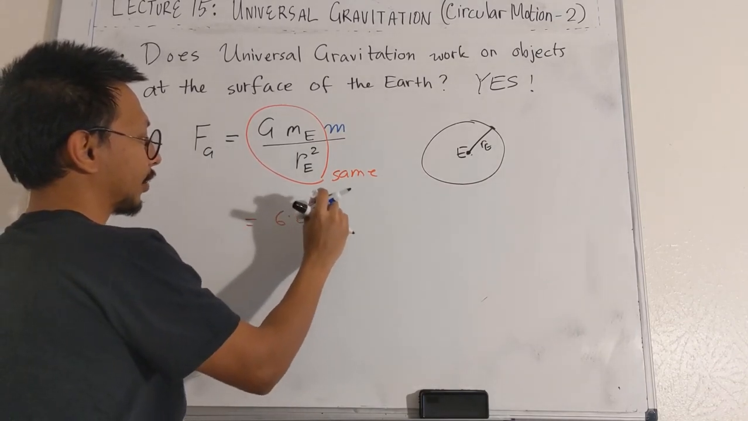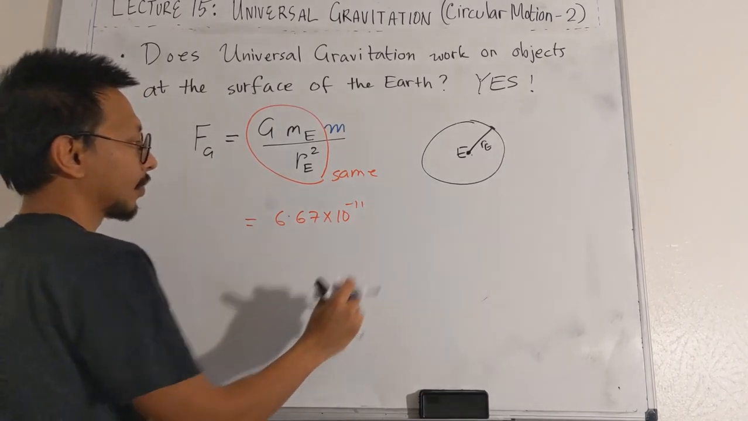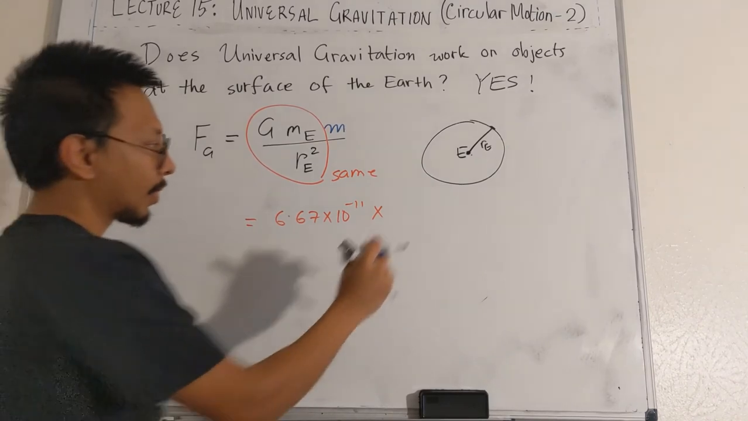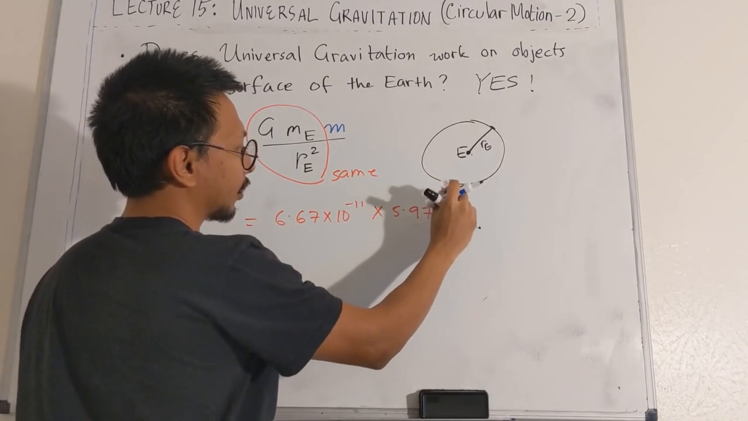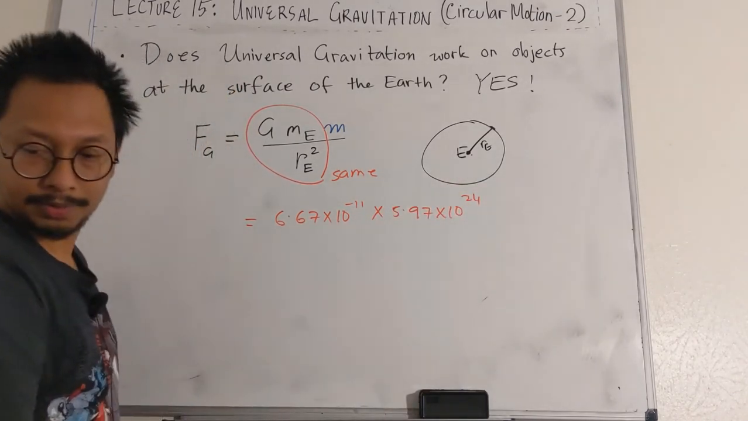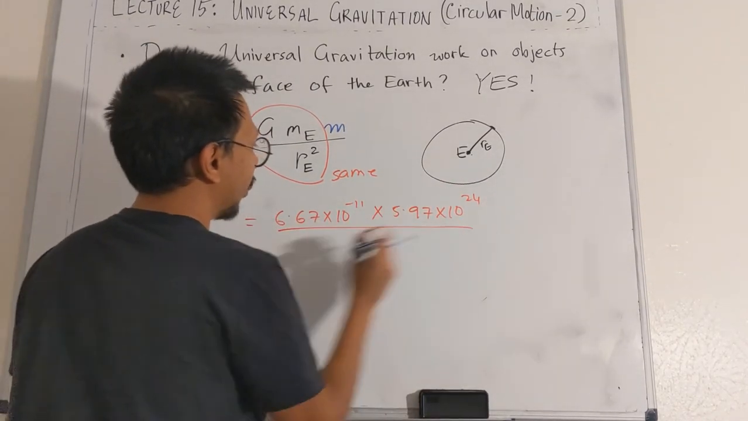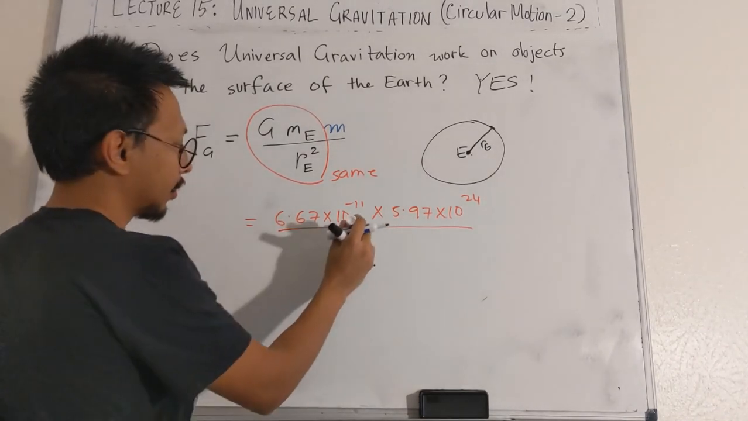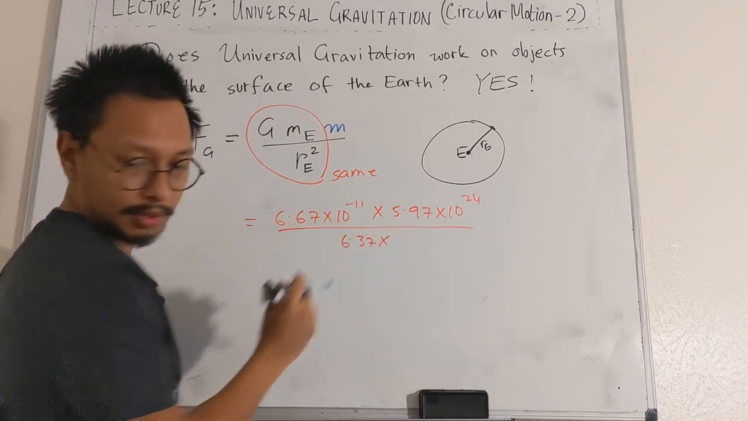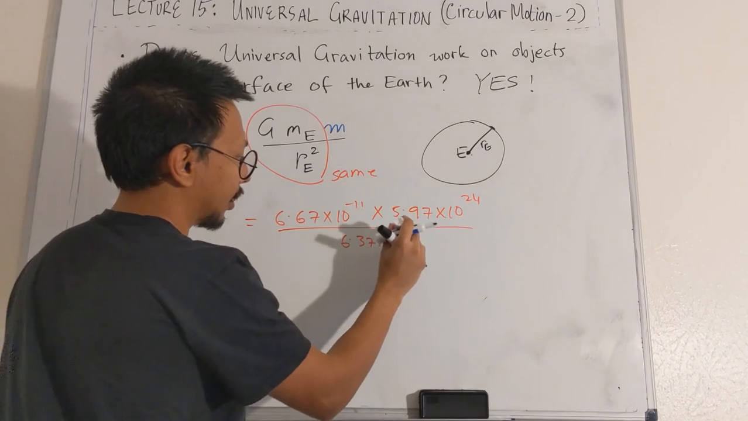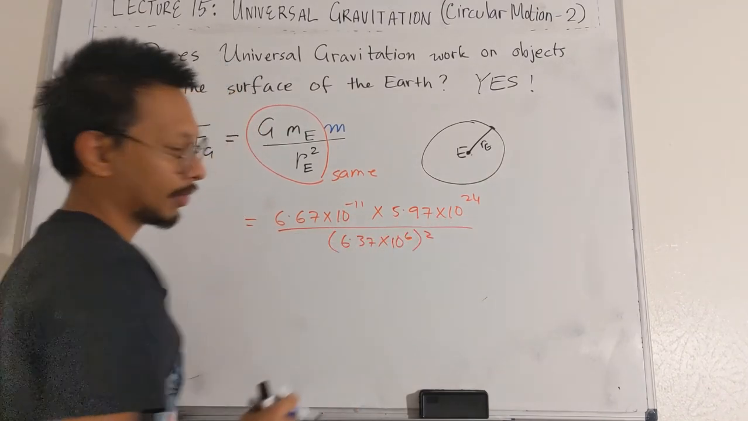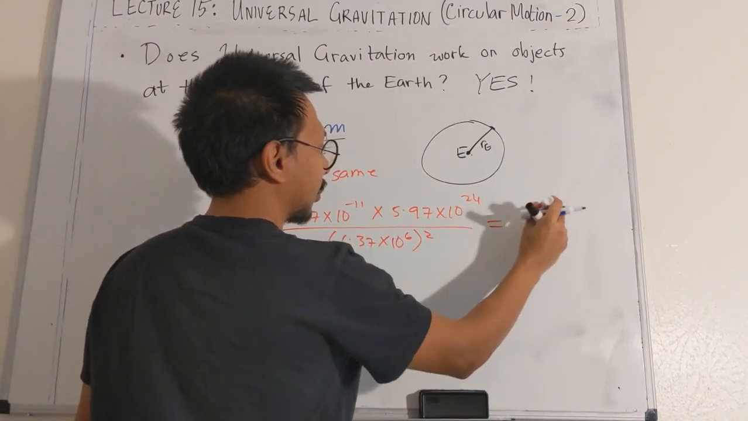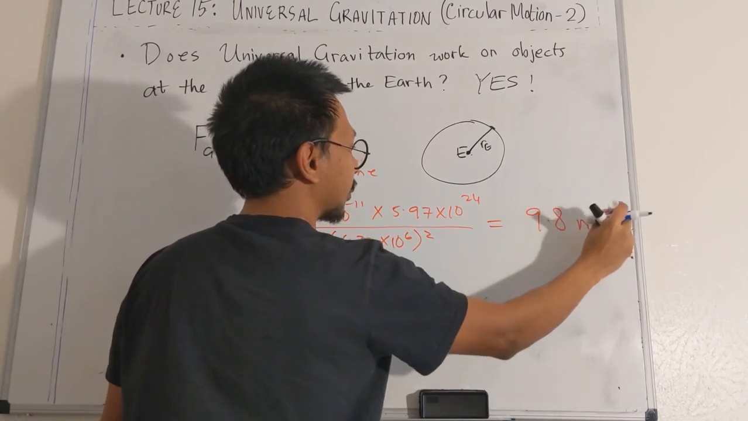G is 6.67 times 10 to the negative 11 times the mass of the Earth, 5.97 times 10 to the 24 kilograms, over the radius of the Earth squared. Radius is 6.37 times 10 to the 6 meters, squared. If you do the calculation, this comes out to be 9.8 meters per second squared.